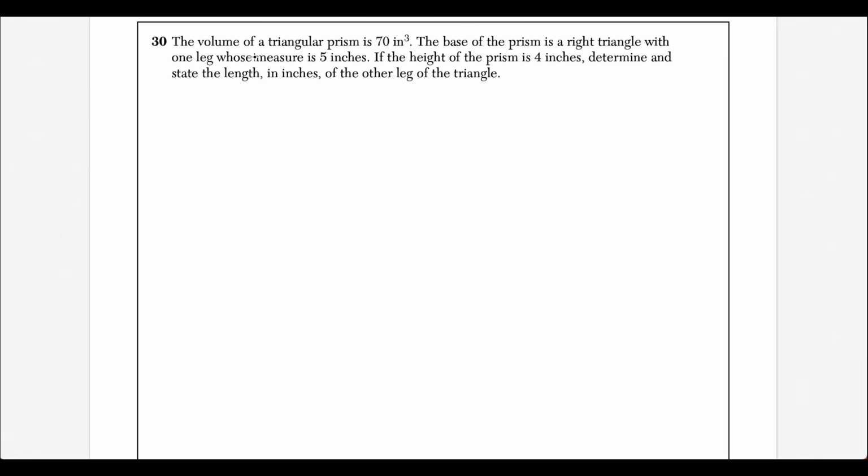So question 30, we have the volume of a triangular prism is 70 cubic inches, and the base of the prism is a right triangle with one leg whose measure is 5 inches. The first thing I would do here is just draw this out. I'm going to draw a right triangle and turn this into a 3D shape. So this is going to be a triangular prism, and I'm not the greatest artist in the world, but it's going to look something like this. Almost like a block of cheese.